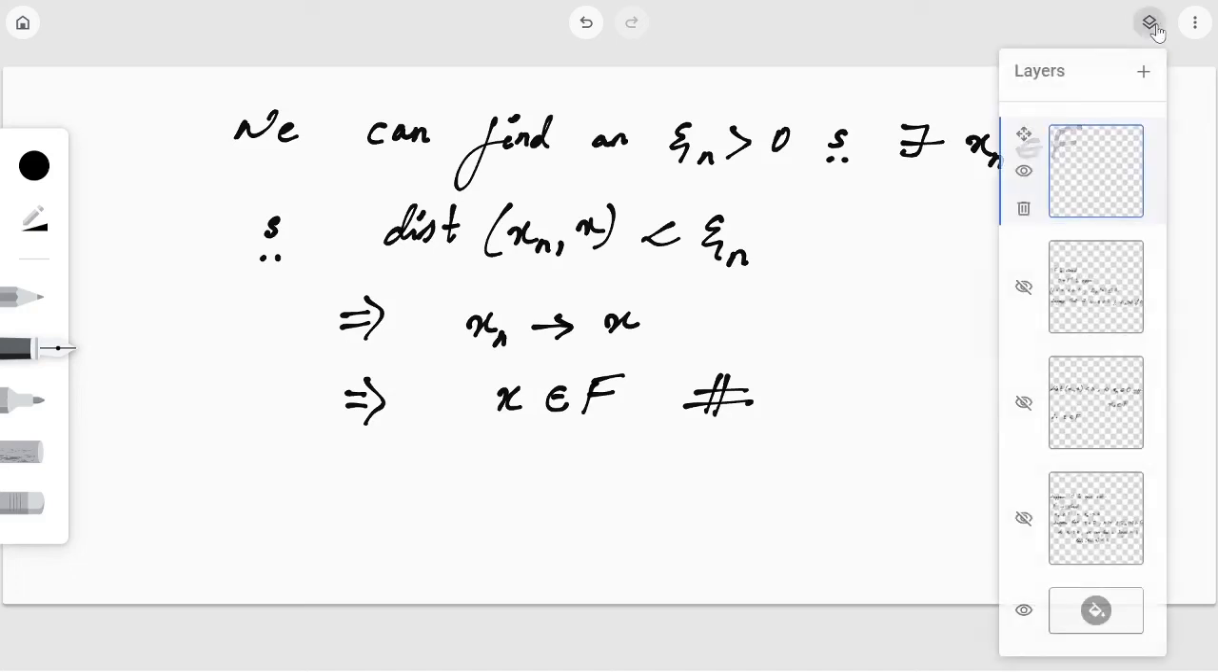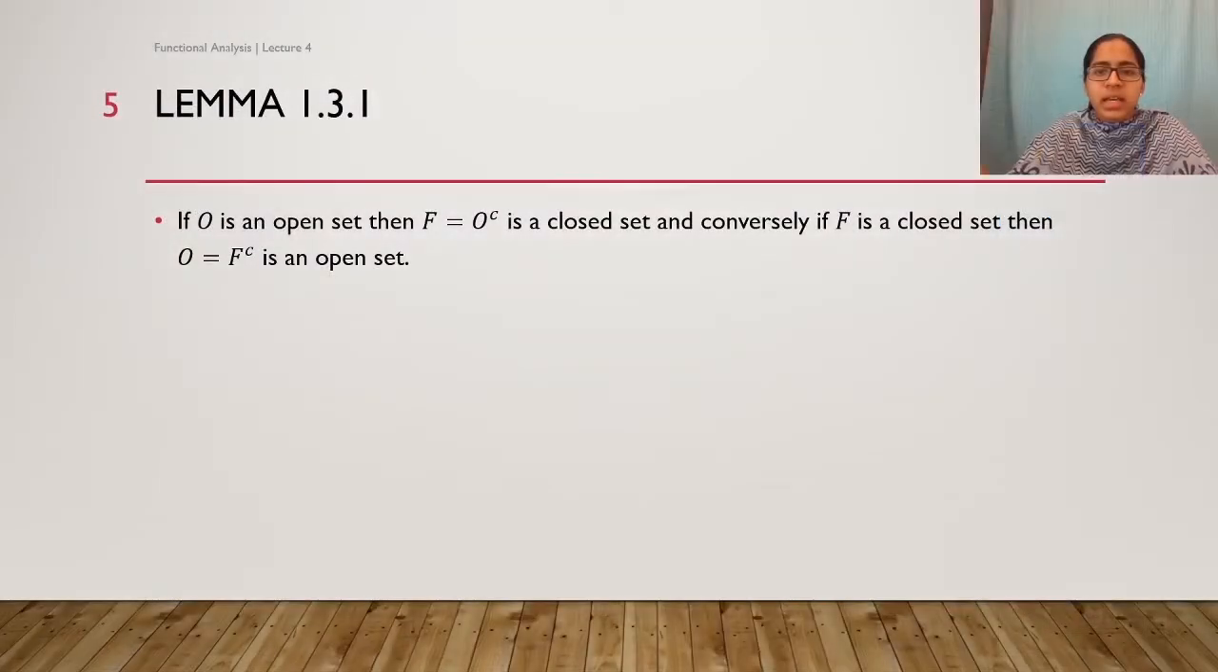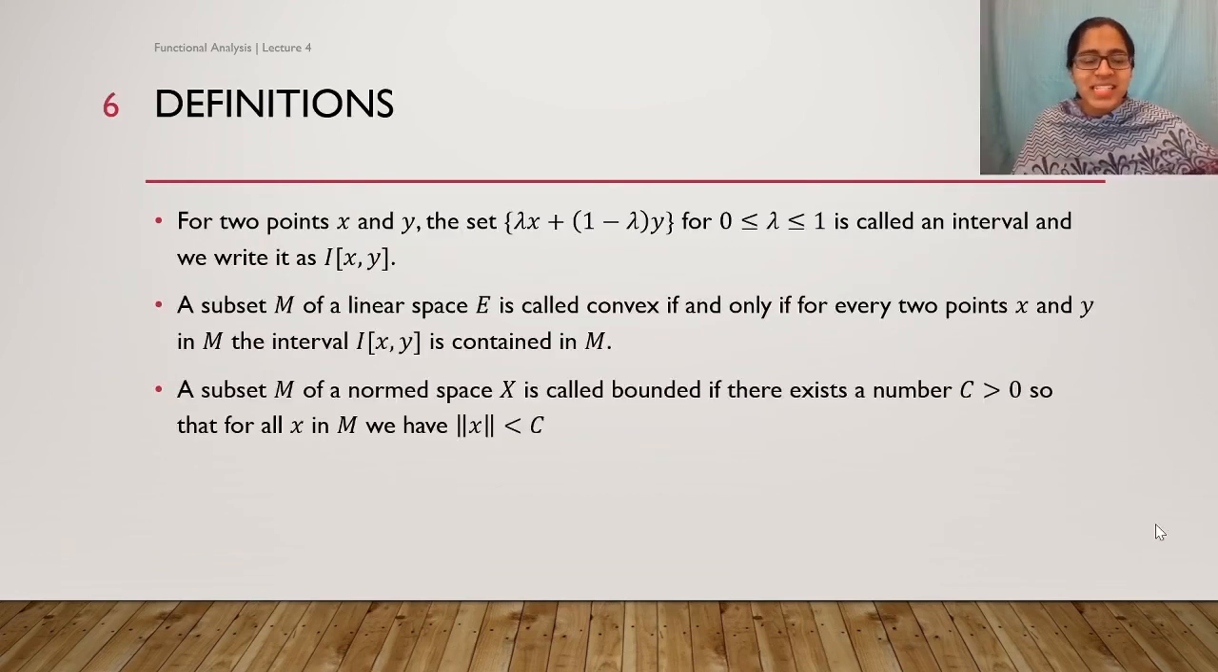So that's it for the proof of lemma 1.3.1. So let me state the lemma once again. It states that if O is an open set, then f equal to O complement is a closed set, and conversely if f is a closed set, then O equal to f complement is an open set. So let us discuss a few more definitions.